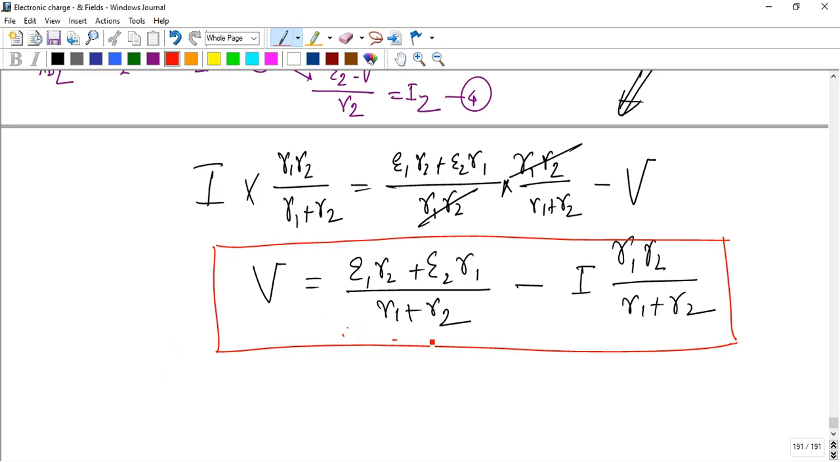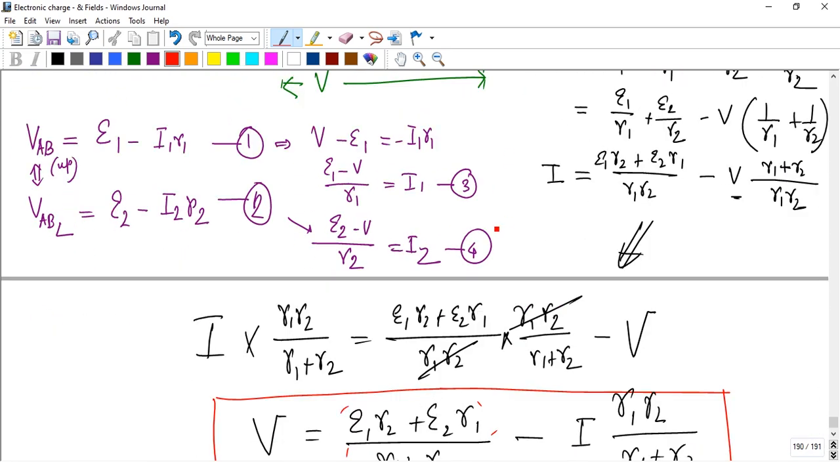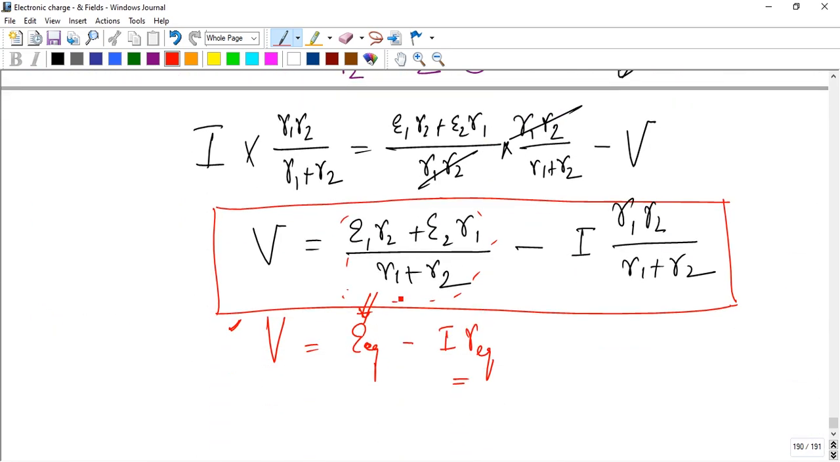Here this represents the EMF equivalent, and this, minus I R, is the R equivalent. Okay, that is the equivalent. And you see that equation or diagram, that for parallel connection of cells and series connection of cells, the form is equal. But the difference is that the EMF equivalent and R equivalent are different here.